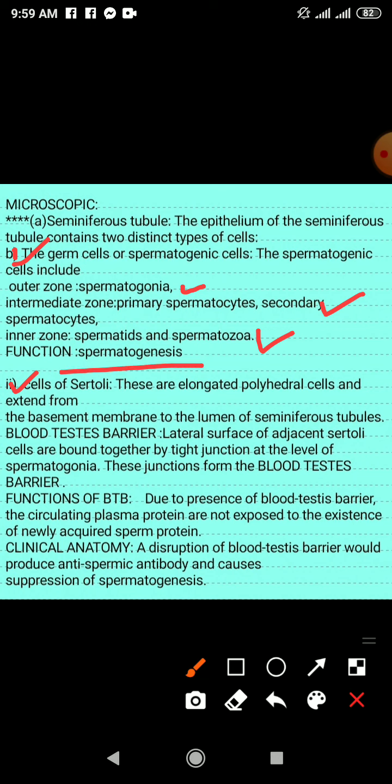Then come to the cells of Sertoli, or Sertoli cells. These are elongated polyhedral cells and they extend from the basal membrane up to the lumen of the seminiferous tubule, and they have several functions, multiple functions. We will learn one by one. Before going to the details of the cells of Sertoli, we will see which ones are the spermatogenic cells, and which ones are the Sertoli cells.